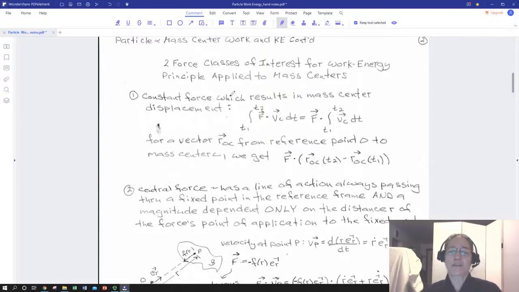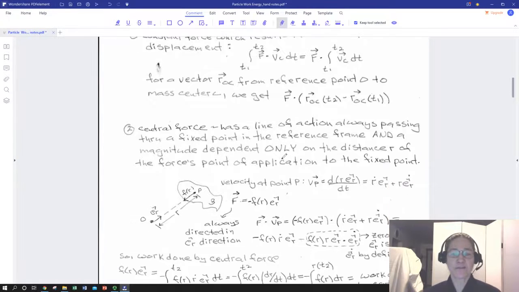So you can take the force out of the integral, being a constant, and just look at your changes in mass center. And in that case, when you evaluate your integral, you're going to get two positions. So if you know the force and you know the starting and ending position, you know the work done, and you can calculate the kinetic energy change. Basically, if you know the force, it's not changing, you know your starting and ending position, you know the work done. Very convenient.